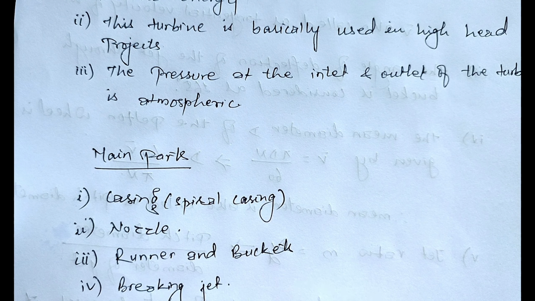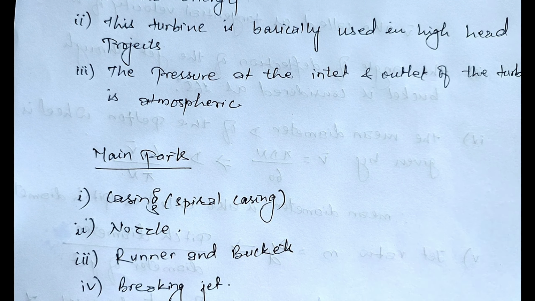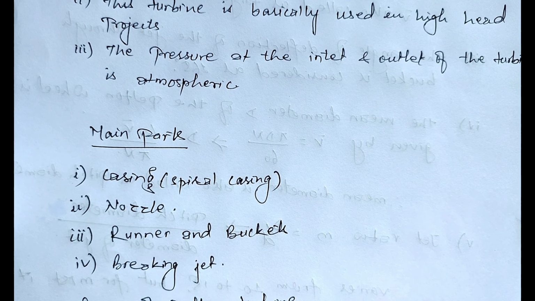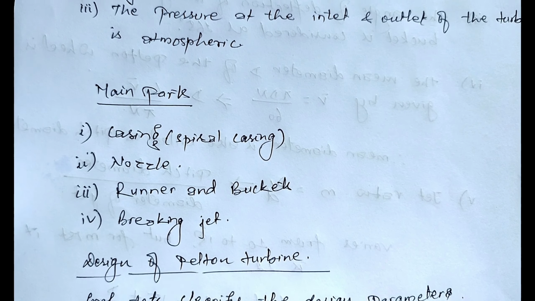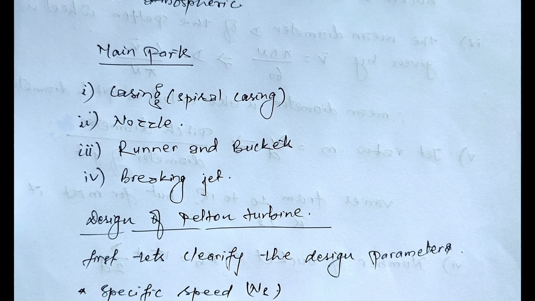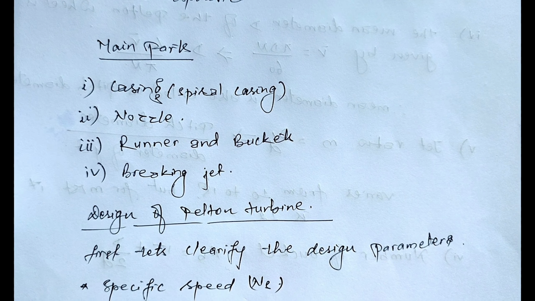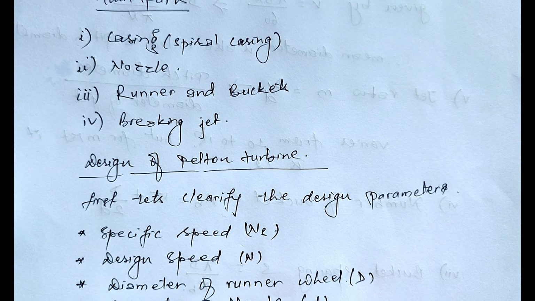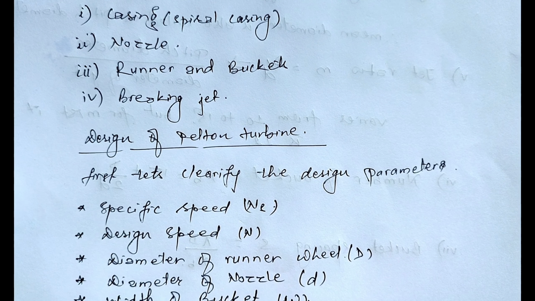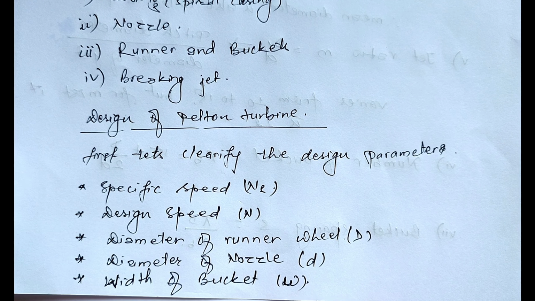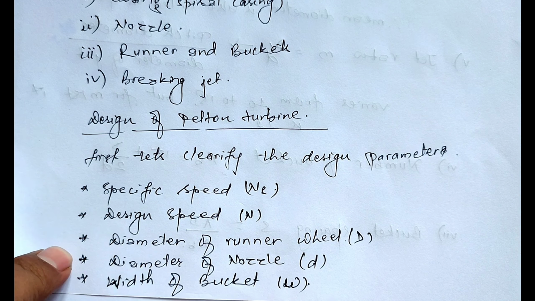After all these, now let's go to the design of the Pelton turbine. Before going to the design steps or procedure, let's clarify the design parameters that are needed for the Pelton turbine. The design parameters are specific speed and design speed N, the diameter of the runner wheel D, the diameter of the nozzle d, and the width of the bucket B. After this, let's go to the major design procedure.